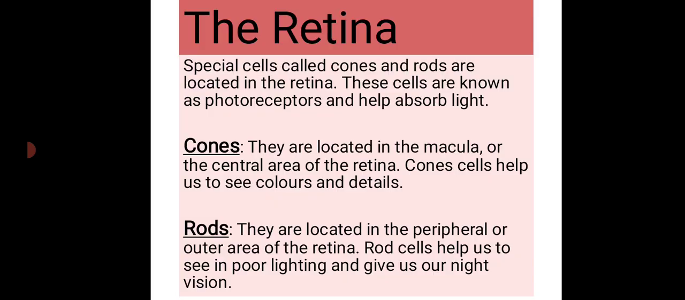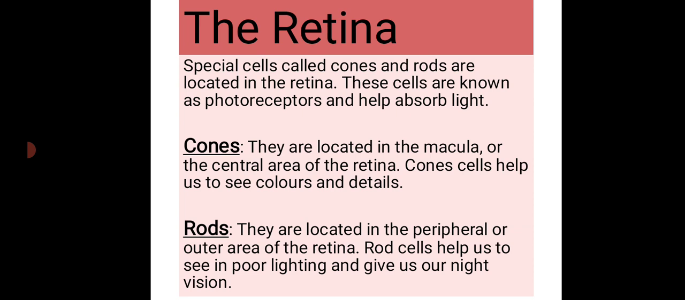Now, the retina. There are special cells called the cone cells and the rod cells, and they are located in the retina. These cells are known as photoreceptors because they help to absorb light.